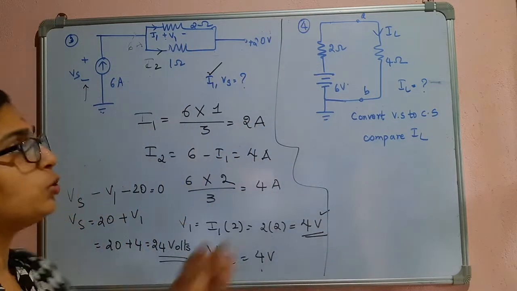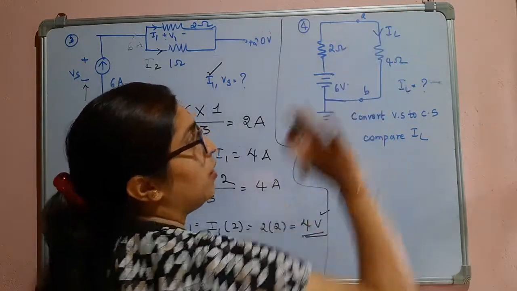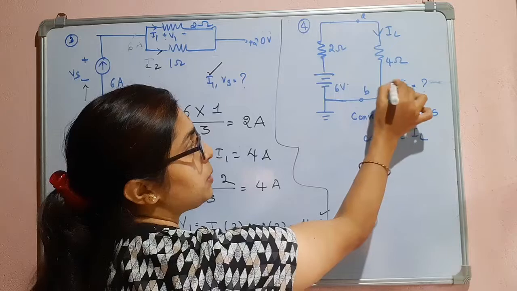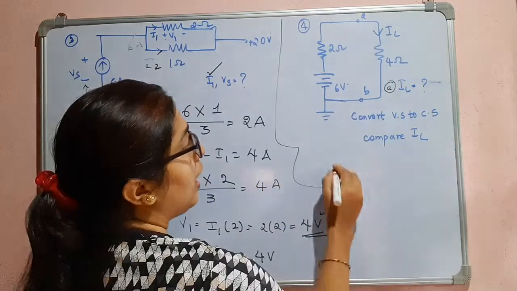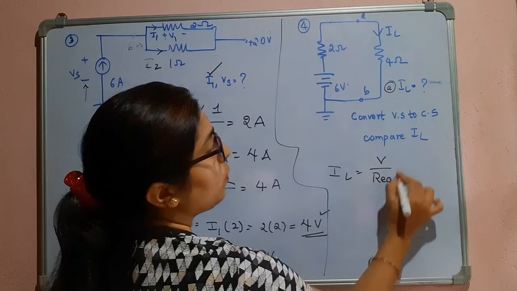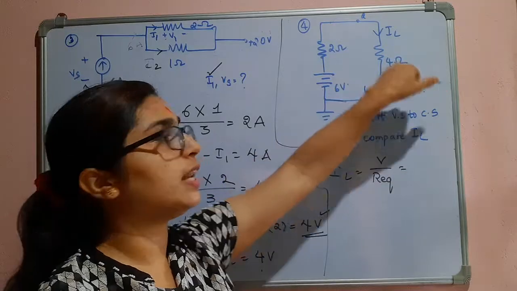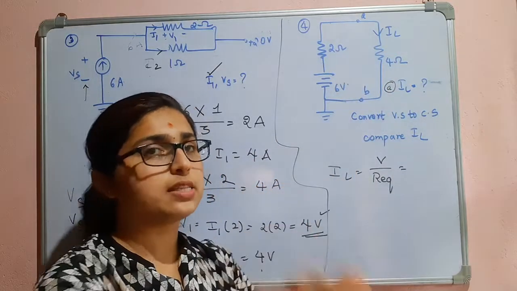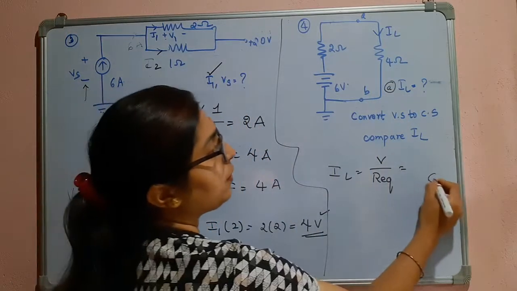So let us move on to this question now. Here they are asking you to find the value of IL. I am taking only the first part to find the IL. How can we find IL? IL equal to V divided by R equivalent. So what is this R equivalent? These two, 2 ohm and 4 ohm, are in series because the same current is flowing. So R equivalent will be 6.